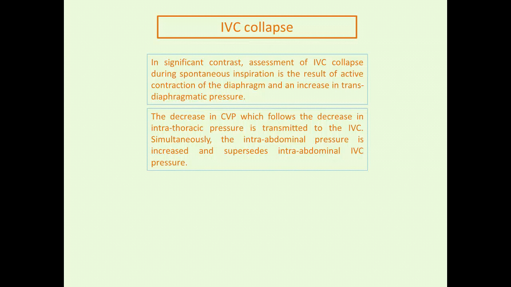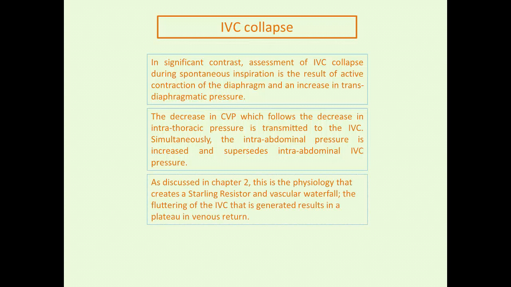So the decrease in the central venous pressure, which follows, again, as we've already seen in the venous return curve and the cardiac function curves, the decrease in the CVP follows the decrease in intrathoracic pressure. If you're on the ascending portion of your cardiac function curve, it is transmitted to the IVC, and simultaneously with the contraction of the diaphragm, intra-abdominal pressure is increased and supersedes IVC pressure.